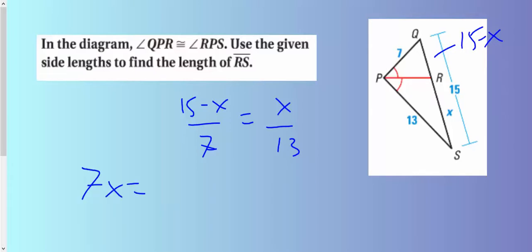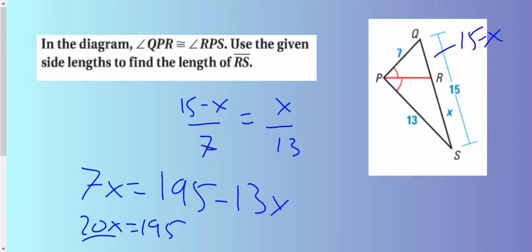13 times 15, just going to use my calculator here, is 195. 13 times negative X is negative 13X. And we will add the 13X to get 20X equals 195. And then divide by 20. It looks like we're going to have a decimal. That's okay. 195 divided by 20 is 9.75.